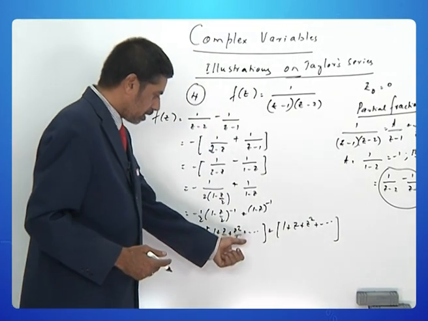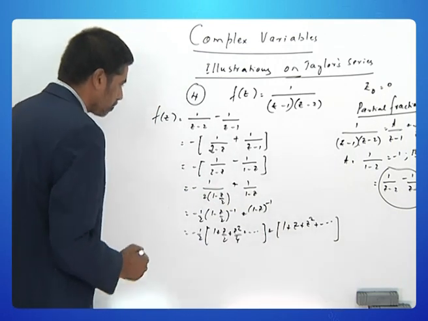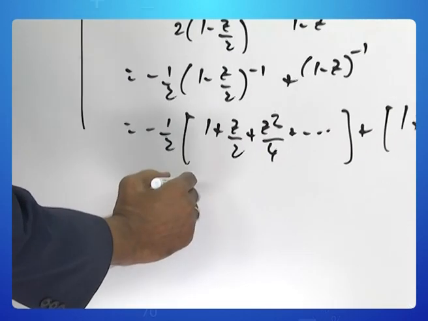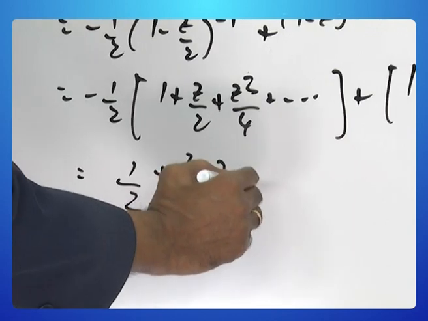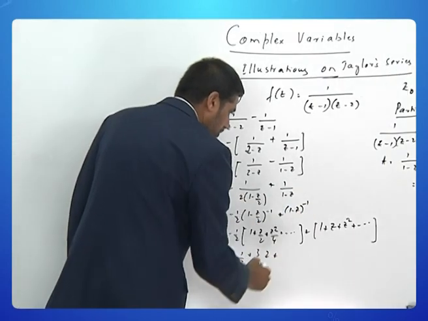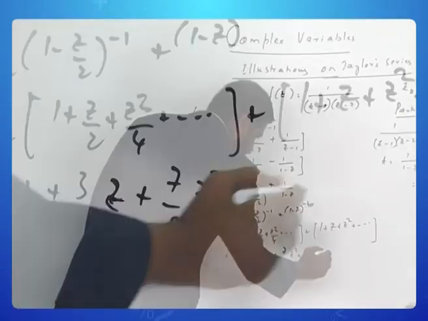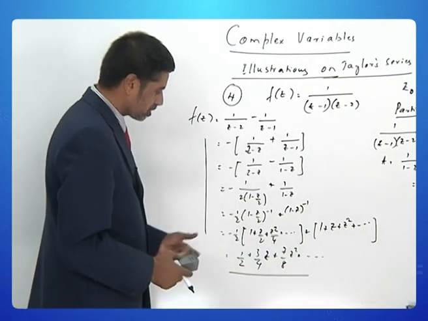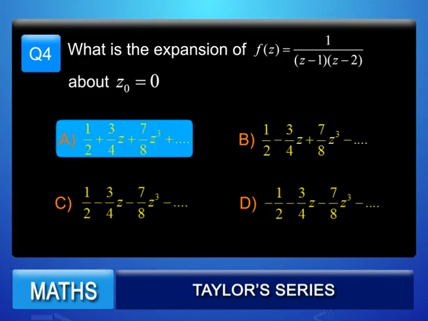If you find that the number of terms in the expansion is not sufficient, you can add 1 or 2 more terms. But let us see what happens. Let's first correct the coefficients. 1 minus half, plus minus 1 by 4 plus 1, 3 by 4 z, plus minus 1 by 8 plus 1 is 7 by 8 z squared and so on. So this is the Maclaurin's expansion or power series expansion of this function about z naught equal to 0. So you can find that the correct option is option A.